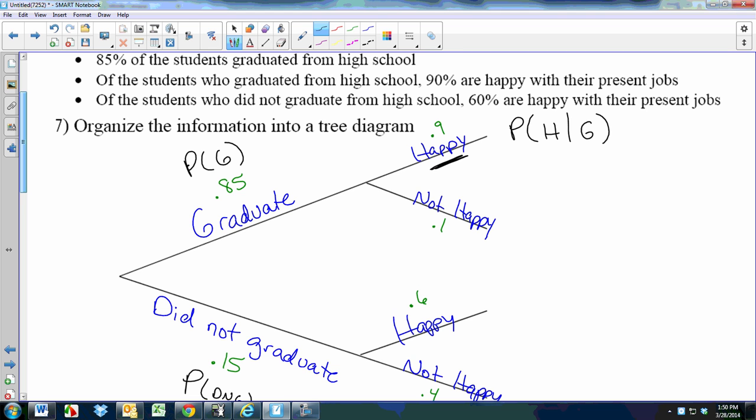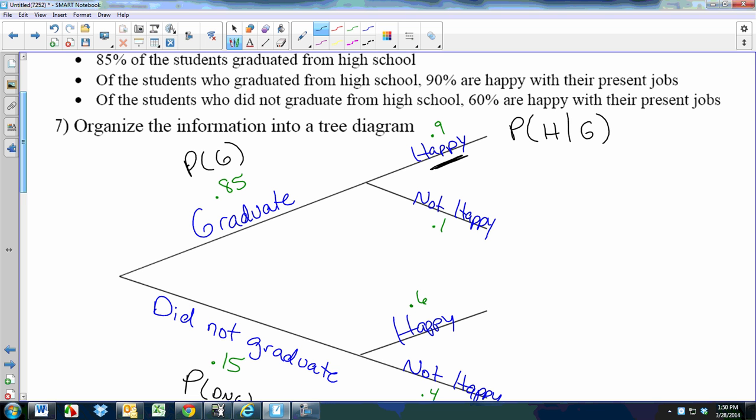So what's the condition? What's given? What do we know had to happen? They graduated. And that came first. That's that 90%. We have to assume that they graduated to apply that 90%.